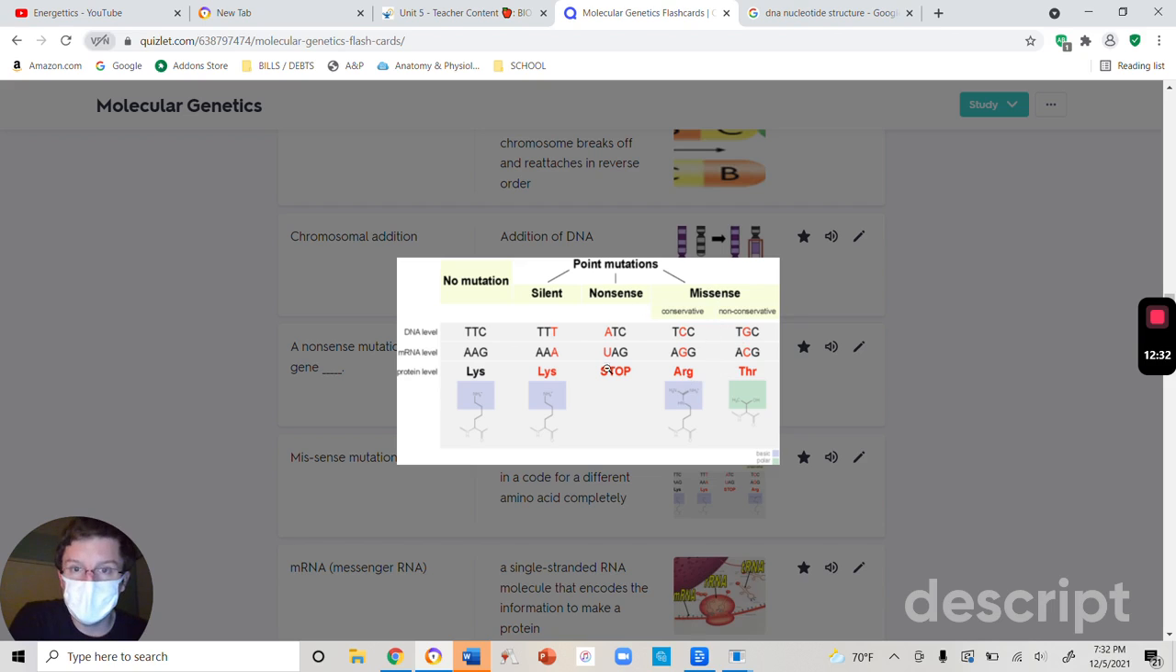In a nonsense, we get a stop codon instead of an amino acid. In a silent mutation, nothing changes. We end up with the same amino acid because a lot of the time, just changing that 3rd letter may not necessarily change anything about what we end up with. So for example, we changed it from TTC to TTT, okay? And it's still a lysine. It's still what we end up with.